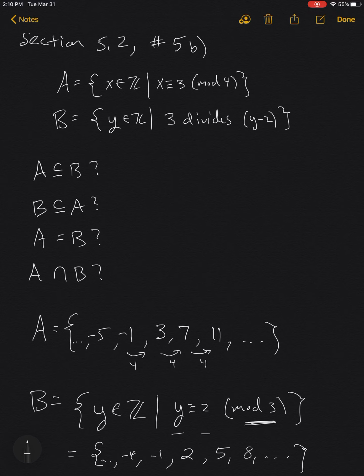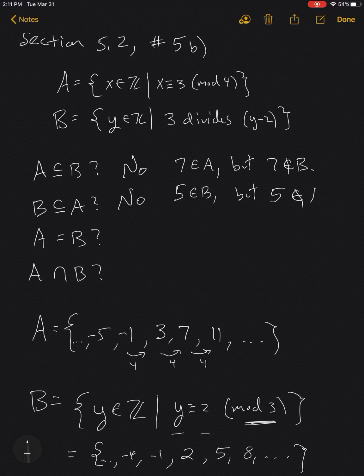Is A a subset of B? No, right? Because we can see just from our little list already that there are things that are in A that are not in B. For example, 7 is in A, but 7 is not in B. So A cannot be a subset of B. Similarly, we get an answer of no here. Again, from our short list down here, we can see that 5, for example, is in B, but 5 is not in A. So B cannot be a subset of A. So definitely no then for equality. That would follow from either of the first two answers being no.